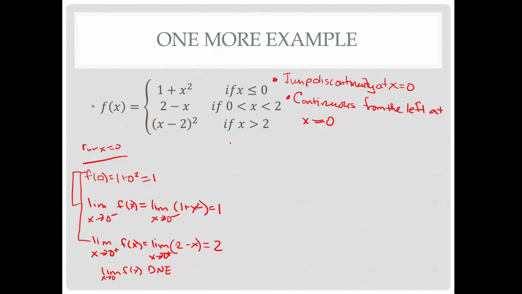So that is 0. We now need to examine x equals 2 in the same way. So for x equals 2, we want to look at f of 2. So in which piece are we allowed to plug in 2?